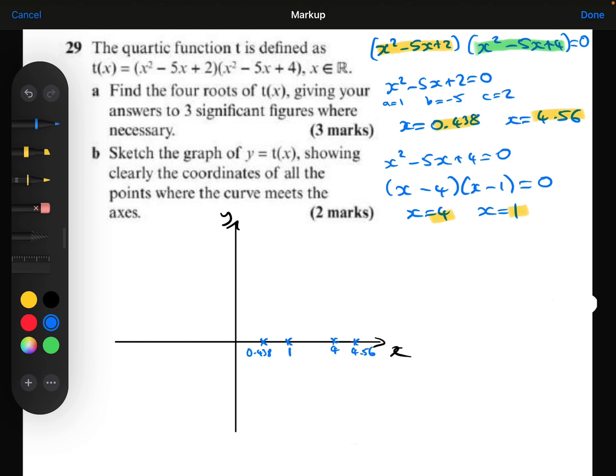Let's also find where it intersects on the y-axis as well. It's going to intersect on the y-axis when x equals 0. So if I substitute 0 into this original t of x function, I find that I just get 2 times 4, which is 8.